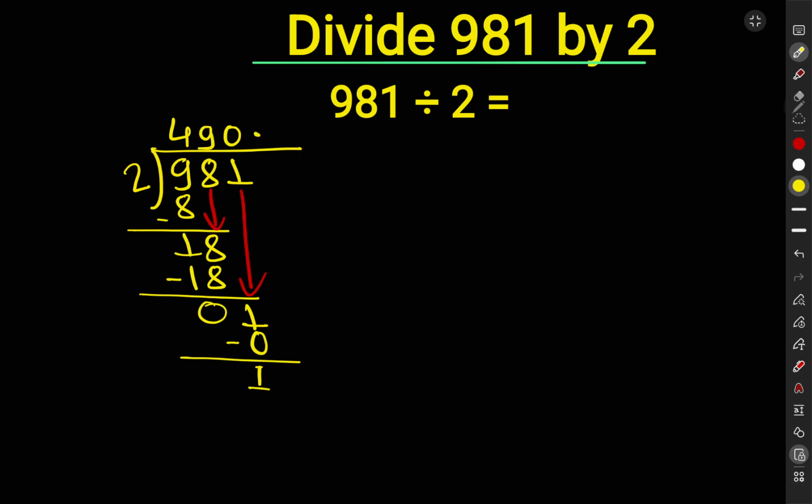So we take here decimal, so that we put 0. So it is 10 and 2 times 5 is 10. On subtracting we get 0. So 981 divided by 2 is 490.5.